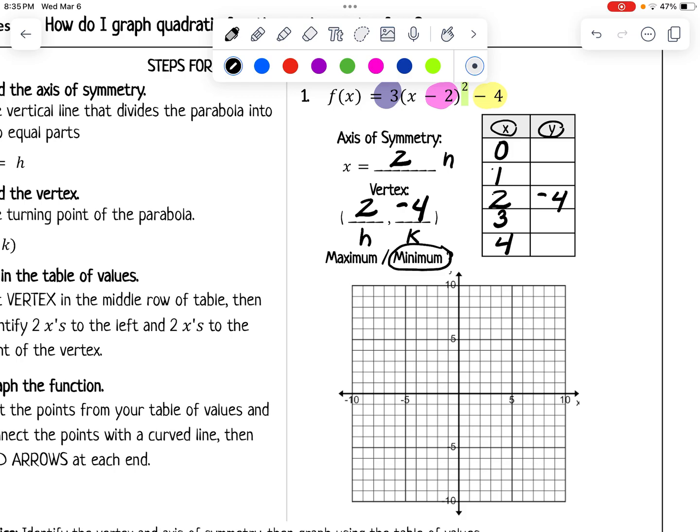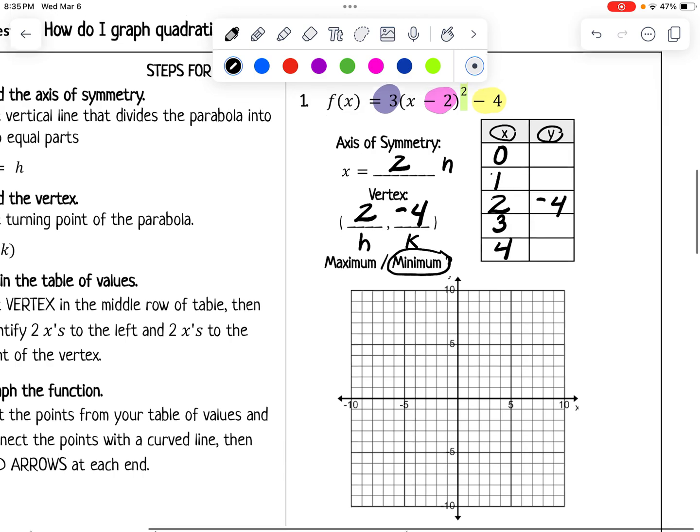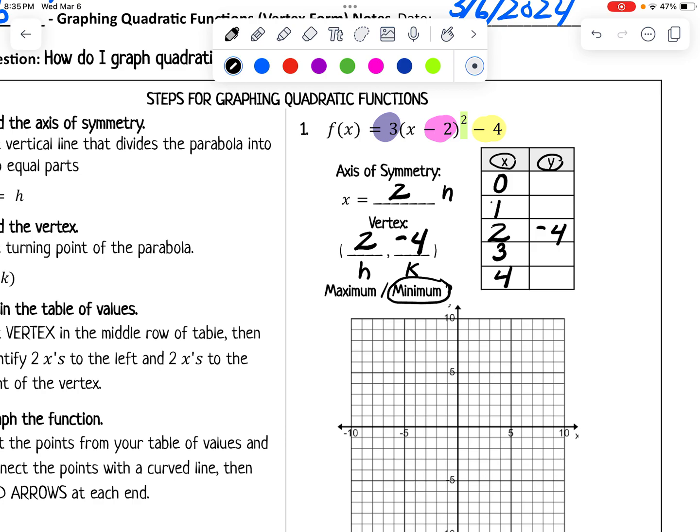Now that I have my x values, I need to figure out my y values. And I do that by using my function and my calculator. So I'm going to take my function, which is right here, and I'm going to substitute for x these values, 0, 1, 3, and 4. So write out your function, 3 minus 2 squared minus 4. You notice that I wrote it without the x there. And I'm going to substitute in my 4 values, 0, 1, 3, and 4.